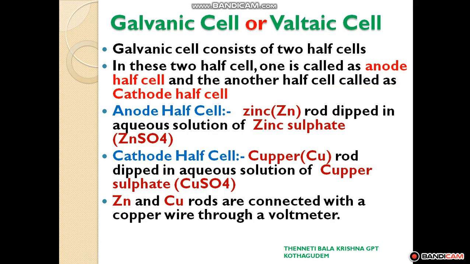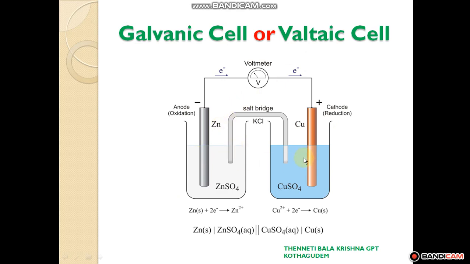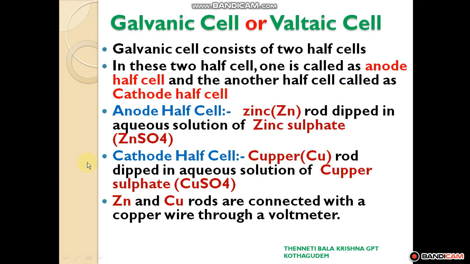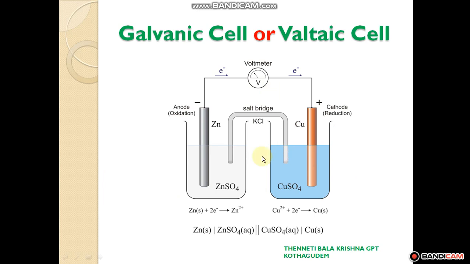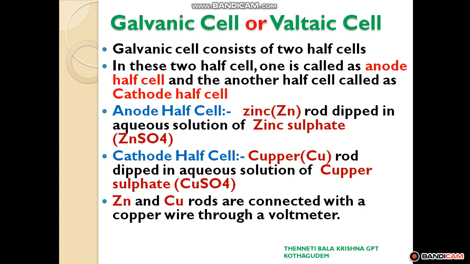Next one, galvanic cell or voltaic cell. We discuss the construction of the galvanic cell. The galvanic cell consists of two half cells. See the diagram. In these two half cells, one is called the anodic half cell, and another one is called the cathodic half cell.